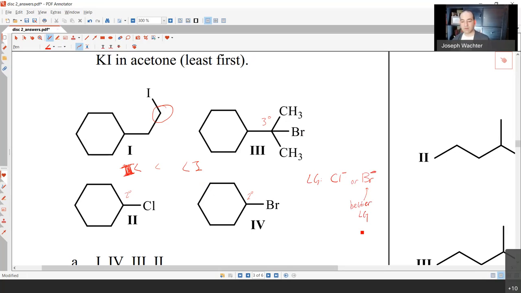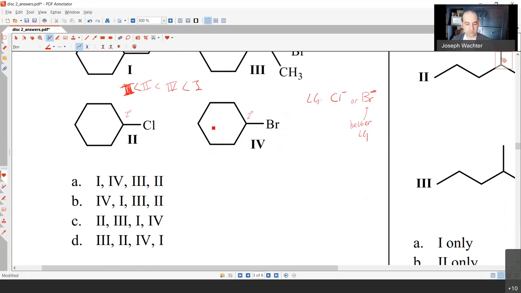Bromide is better able to stabilize that negative charge by spreading it out over its large size. So if bromine is a better leaving group, that means its SN2 rate is going to be faster. So our order should be 3, 2, 4, 1. And that is D.